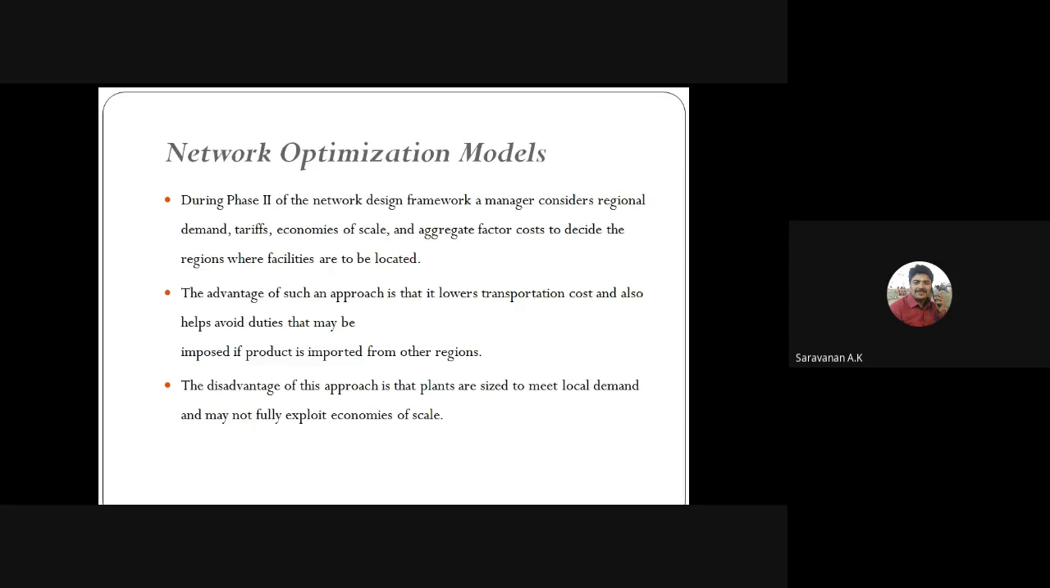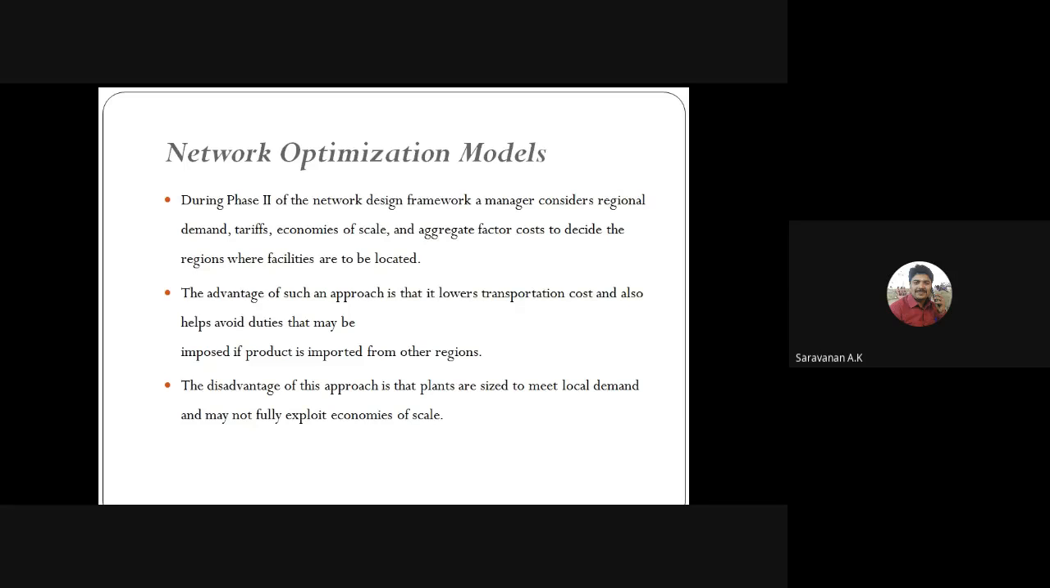So in the framework, we have the second phase. What is the second phase? It is the regional facility configuration. In that network framework, the second phase, regional facility configuration, the managers consider the regional demand, tariffs, then the economies of scale, and some aggregate factor costs.